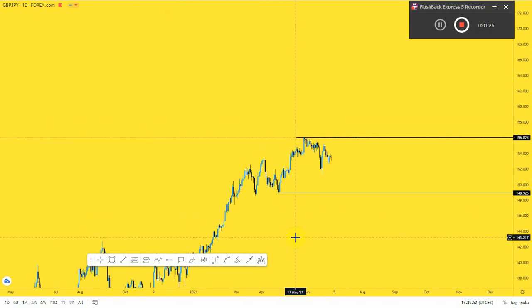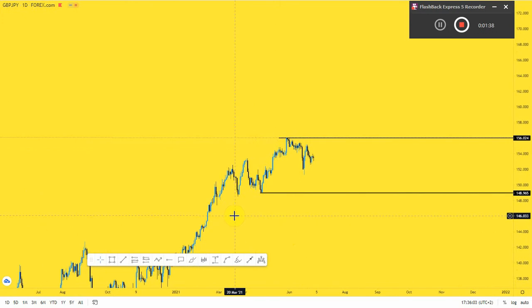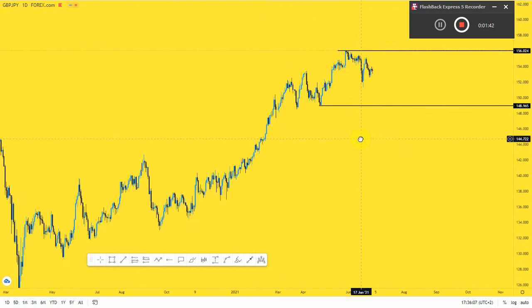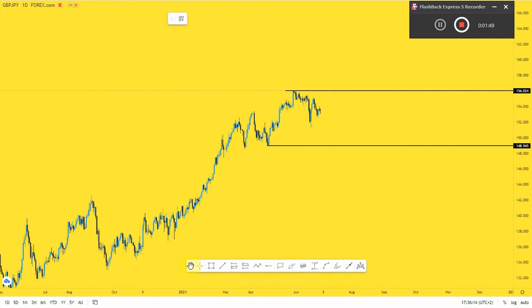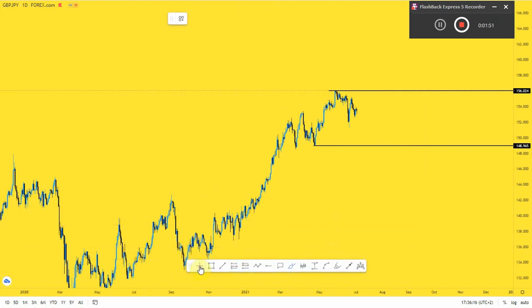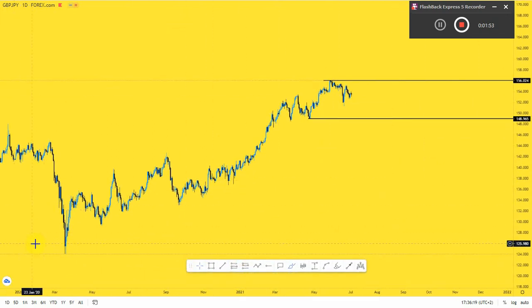Okay, so after identifying my highest high and lowest low in the current market, I will now try to identify the general direction on the daily. So I see that GJ has been bullish basically for like forever now, since 19 March last year.